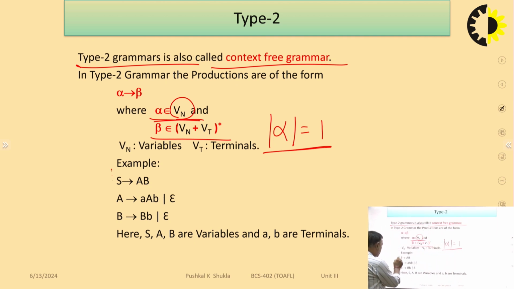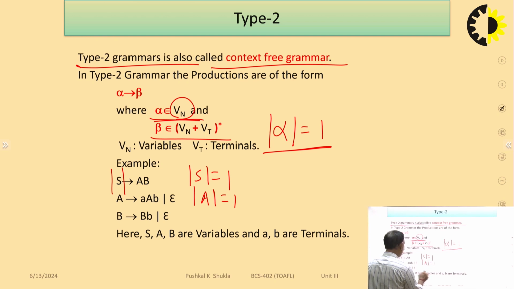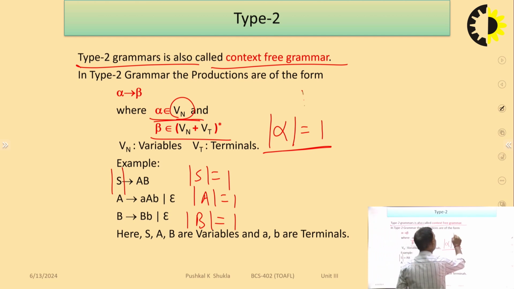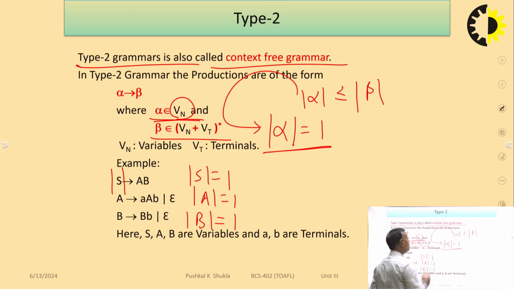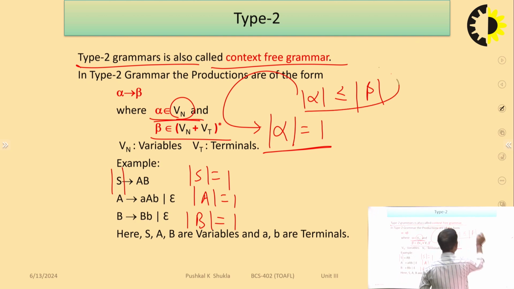Here we see the lengths: mod S equals 1, mod A equals 1, mod B equals 1. The necessary condition is that mod alpha is less than or equal to mod beta. This condition is satisfied, and also mod alpha equals 1. But in the case of type 1, only this condition needs to be satisfied; the other condition is not necessary.